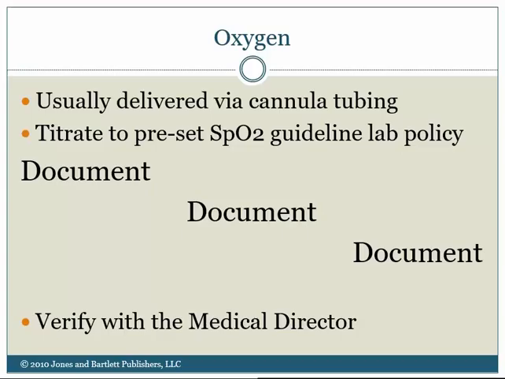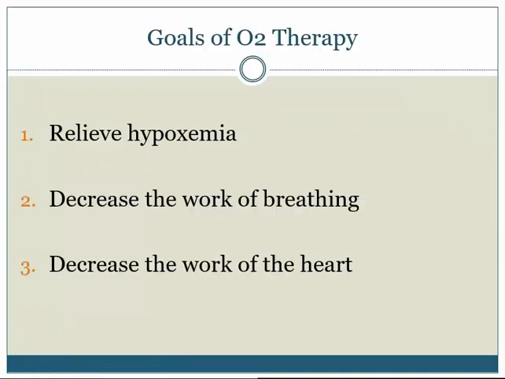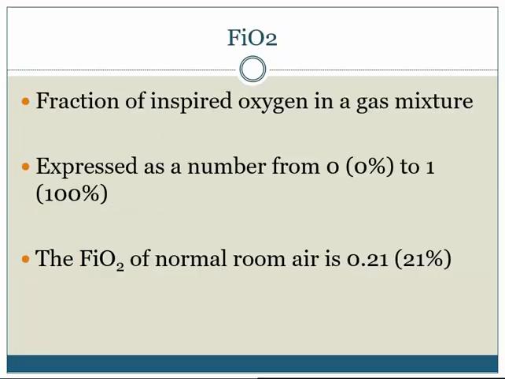So goals of oxygen therapy is to relieve hypoxemia. Let's get their SpO2 and PaO2 levels up, decrease the work of breathing, and decrease the work of their heart. As a review, we're looking at their FiO2, or their fraction of inspired oxygen. It's expressed as a number from 0 to 100. So 100 is 100% FiO2, means that they're breathing only oxygen. FiO2 of room air is 21%, or 0.21.